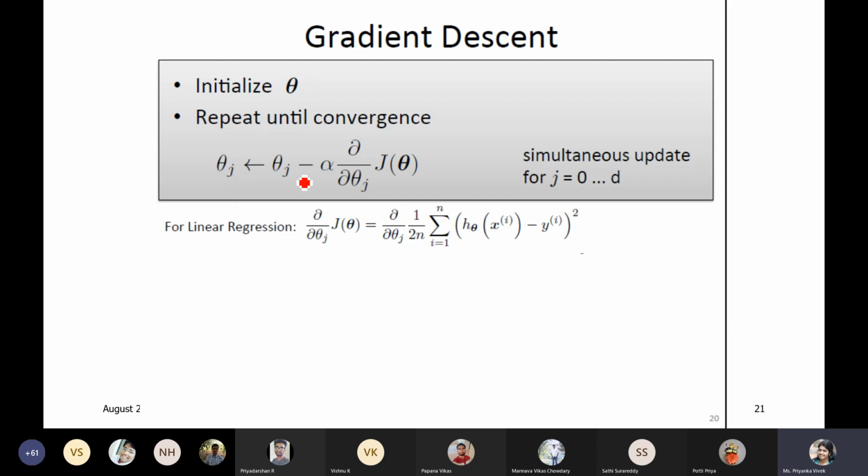So that's what we'll do. Okay, and alpha is the learning rate. Okay, so now let us see.